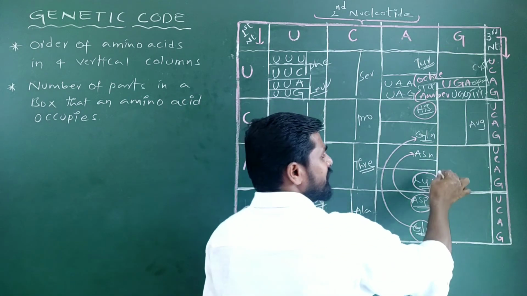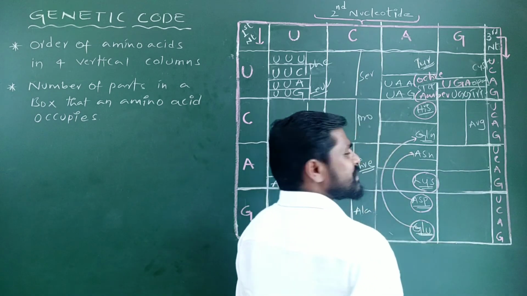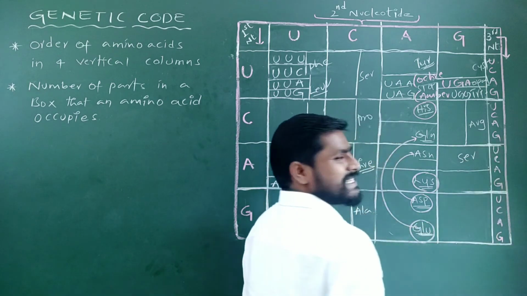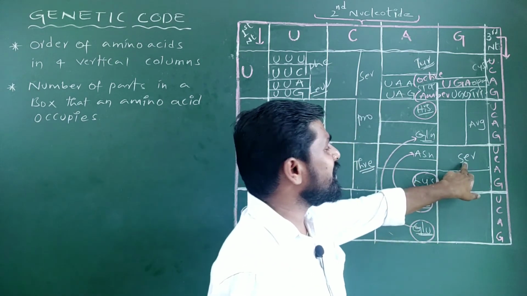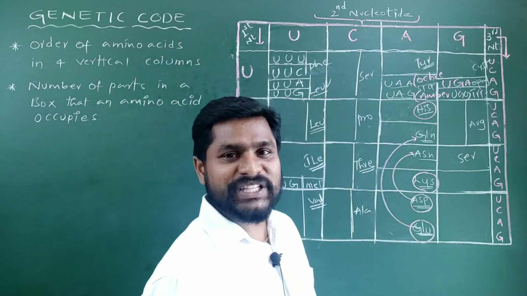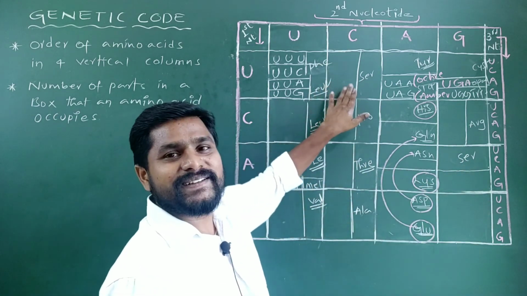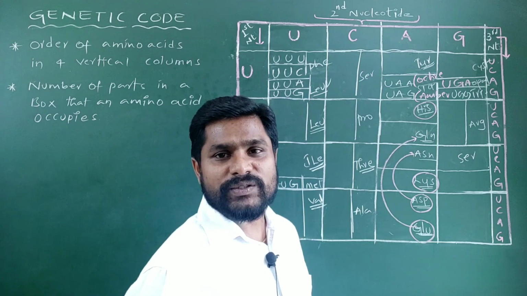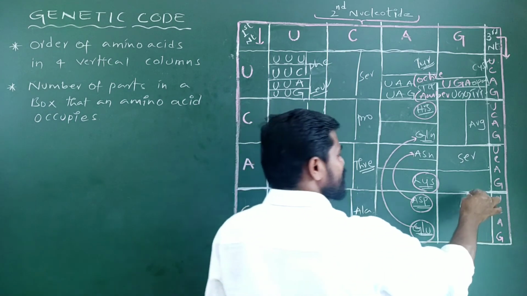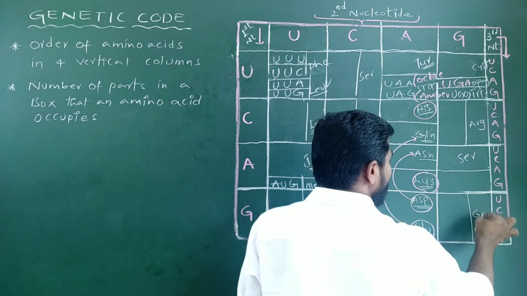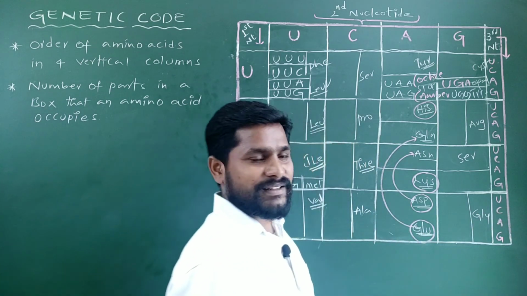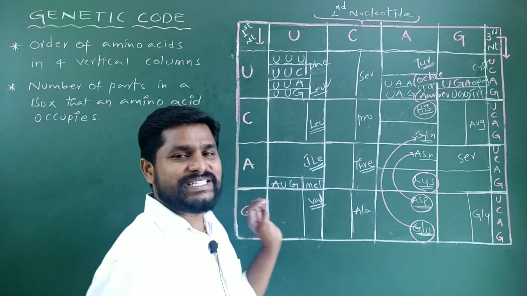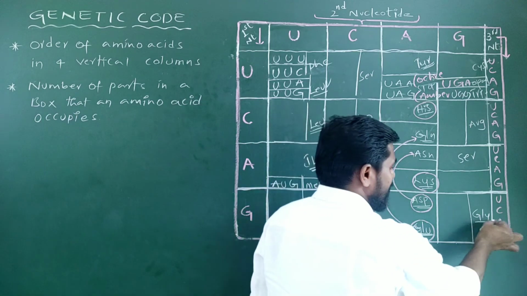And again the third box of this vertical column is separated into 50-50. The first half is occupied by the amino acid serine. Here the serine has two triplet codons in the fourth vertical column and four triplet codons in the second vertical column, nothing but it is coded by 6 triplet codons. And finally the last box of the fourth vertical column is entirely occupied by the amino acid glycine. The triplet codons GGU, GGC, GGA, GGG code for the amino acid glycine.